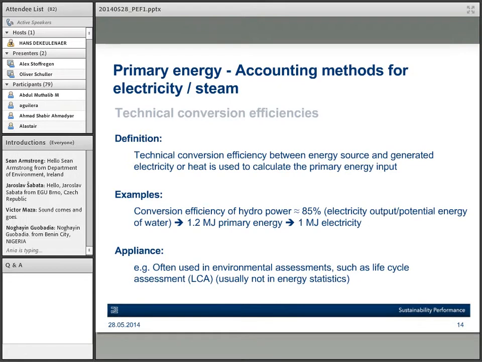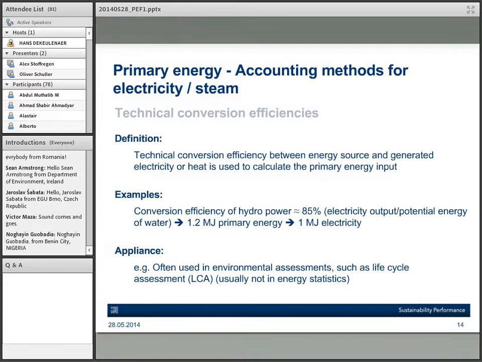So for hydro, it's the same. What is the potential energy in water, which is more or less defined by the water height, and then based on this efficiency, I can then calculate the input of primary energy. So in case of hydropower, it's roughly 85%. If we look at photovoltaic panels, it's, as I said already at the beginning, 10 to 20%, depending on the type of technology which is used.